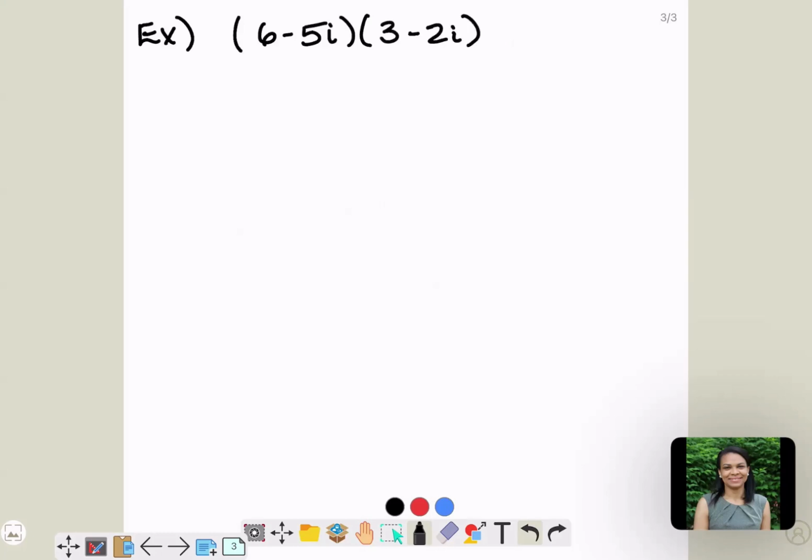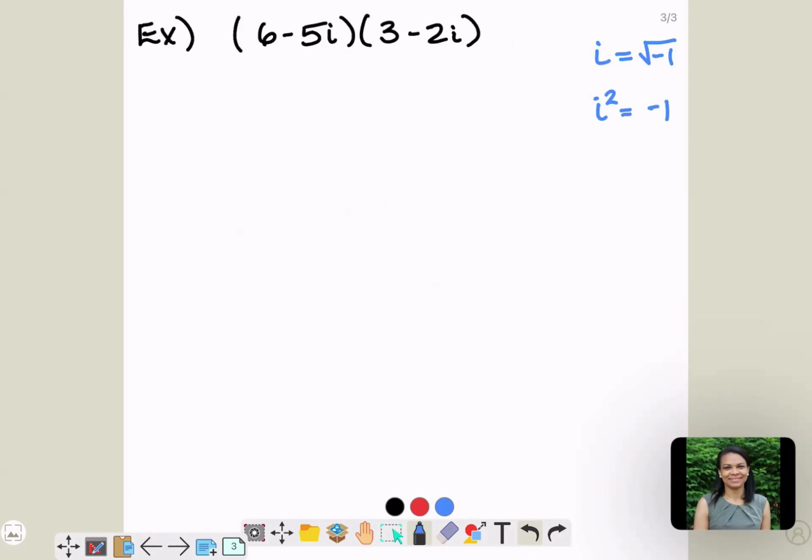you could FOIL this if you like FOIL. I would prefer to just distribute. So I would just be distributing 6 and then distributing the 5i. There is one thing that's different here when you multiply an i times an i. Since i is equal to the square root of -1, if I multiply it by itself, or square it, if I square the square root of -1, I just get -1.